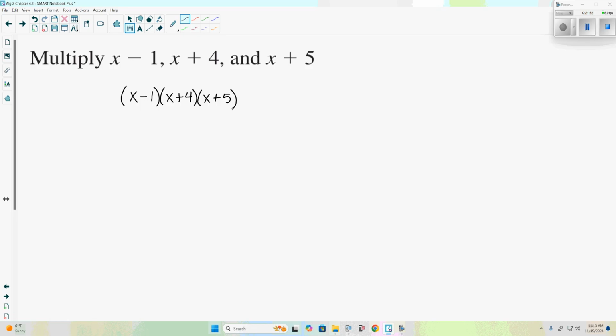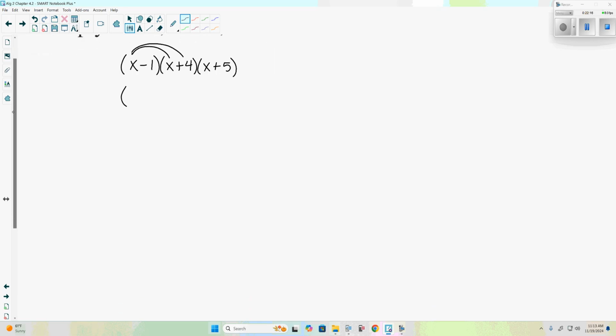Now the order in which we multiply these really doesn't matter. We can do x minus 1 times x plus 4 first. We can do x plus 4 times x plus 5 first. Or we can even do x minus 1 times x plus 5 first. I wouldn't do the last one because they're a little away from each other. But either one works. We're going to multiply two of these out first. So for us here, we can do x minus 1 and x plus 4 first.